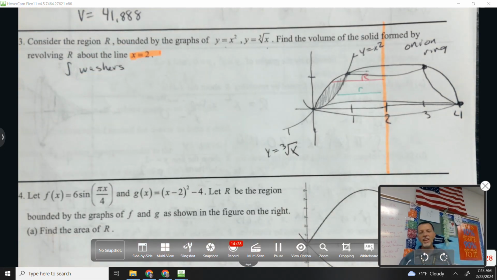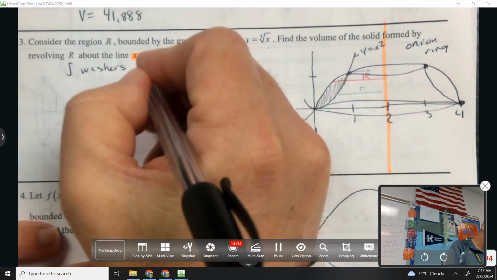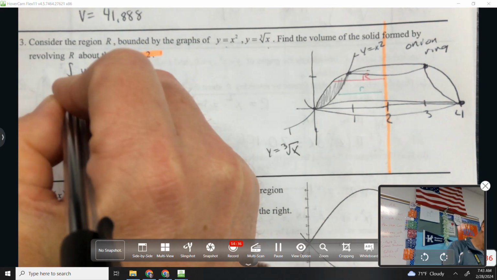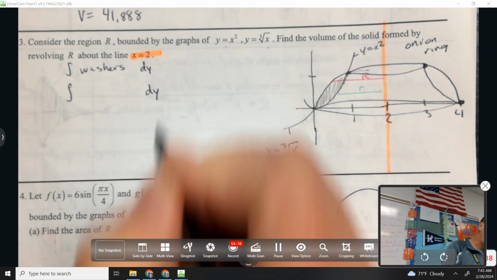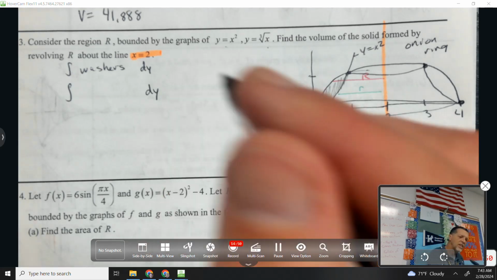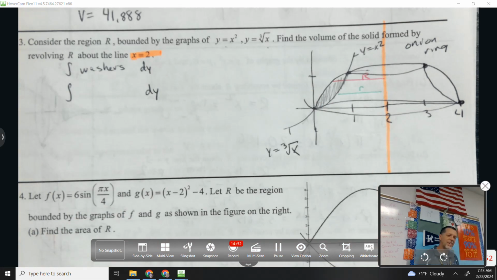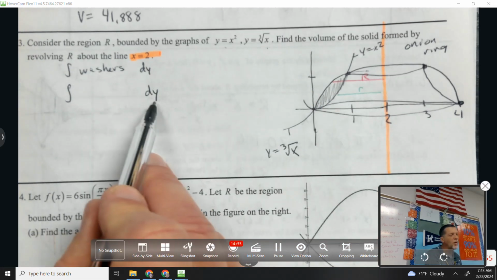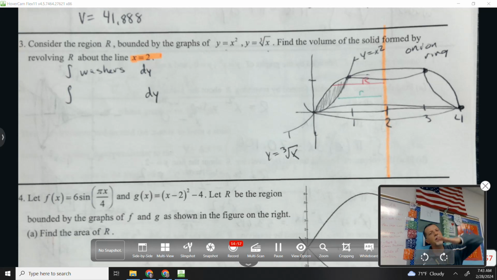How about my slices? Are these dx slices or dy slices? dy, which is kind of a bummer because now everything has to be in terms of y. So speaking in terms of y, Anders, how about my limits for integration? 0 to 2 or 4. But I need them to be y limits, so I got to think from bottom to top.